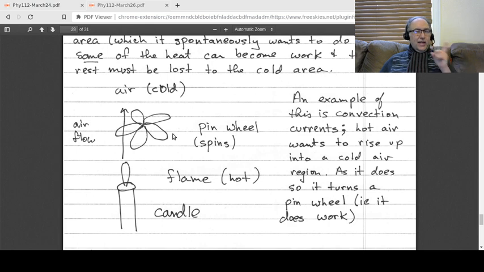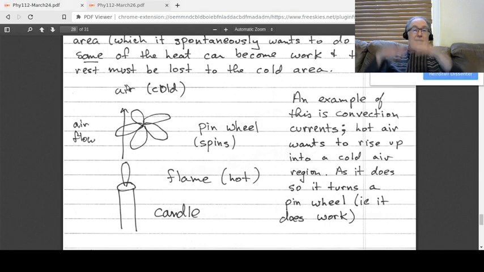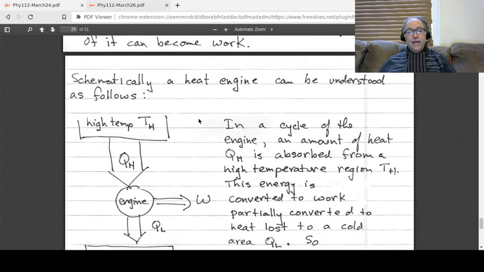But that's not the only thing that's happening. Some of the heat turns the pinwheel, but most of the heat actually just rises up into the air and heats up the air above. So this is not violating the second law, because not all the heat goes into work. Some of the heat goes into work, but some goes into heating up the air around it. So you have to have this extra thing: you have to have heat being lost to a cold area in order for some work to be done.